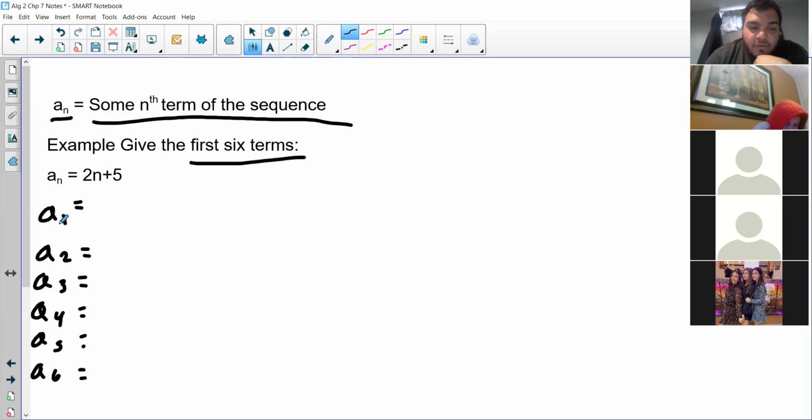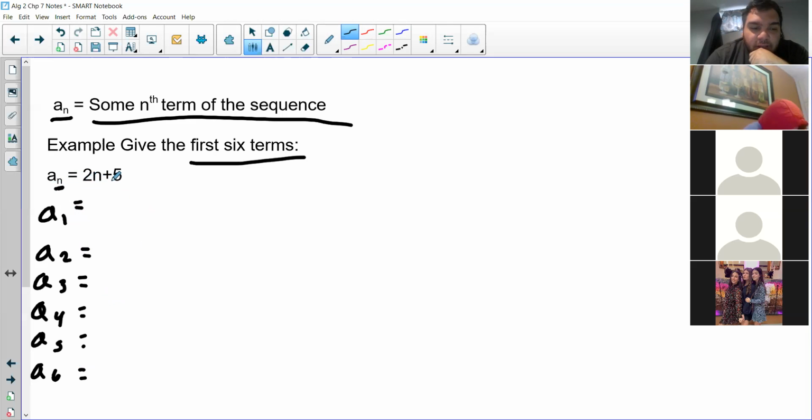Haley, any guess what we're going to do with this 1 value in the equation? I don't know. All right, Ella, any guess? No. All right.